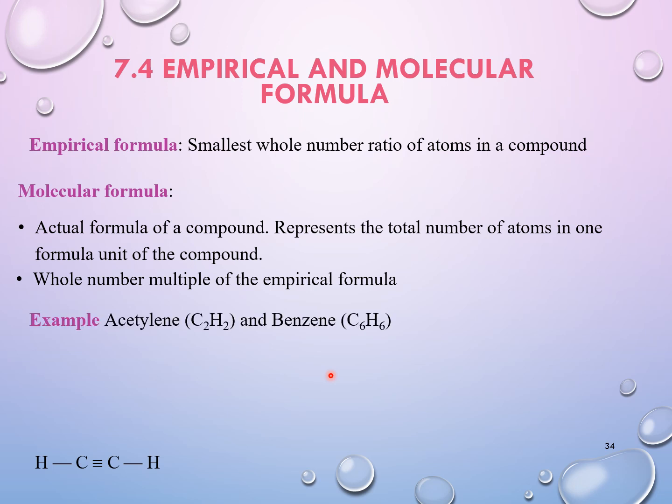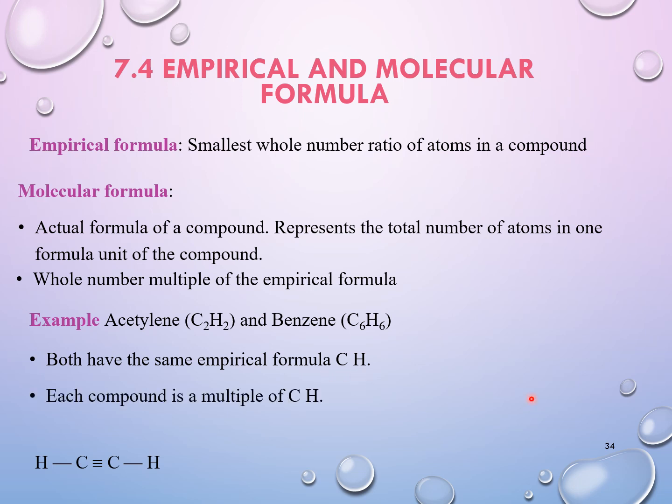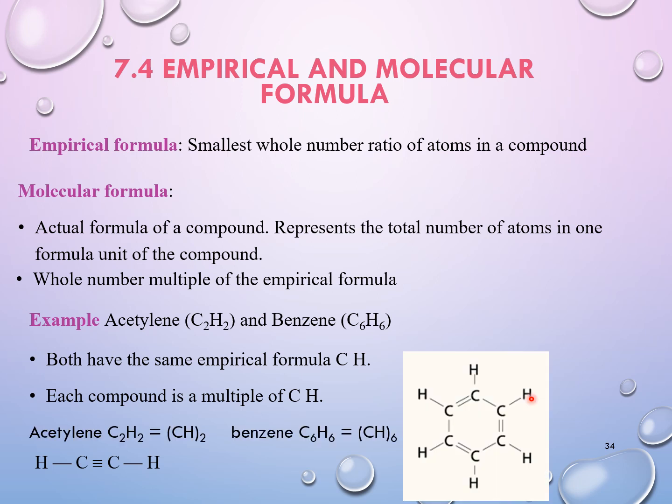So for example, they have C2H2 and C6H6. Both of them have the empirical formula CH. So here's the picture. There's benzene, C6H6, and C2H2. And then both of them have empirical formula of CH. This one is multiplied by 2. This benzene is multiplied by 6.